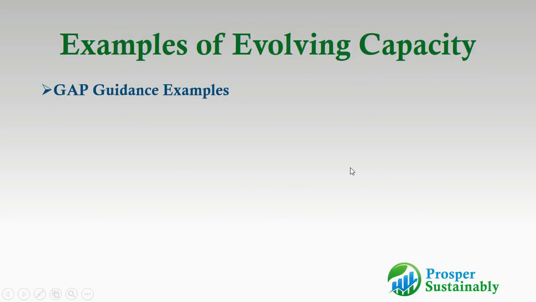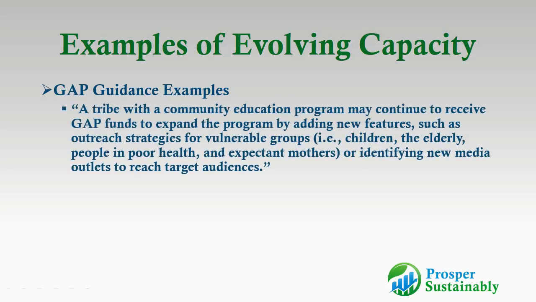And then the GAP guidance does provide some examples of evolving capacity. So one example is a tribe with a community education program may continue to receive GAP funds to expand the program by adding new features such as outreach strategies for vulnerable groups. For example, children, the elderly, people in poor health, and expectant mothers, or for identifying new media outlets to reach target audiences, such as, let's say you're just doing newsletters or mailings. You may want to consider the internet, Twitter, events, workshops, and so on and so forth.